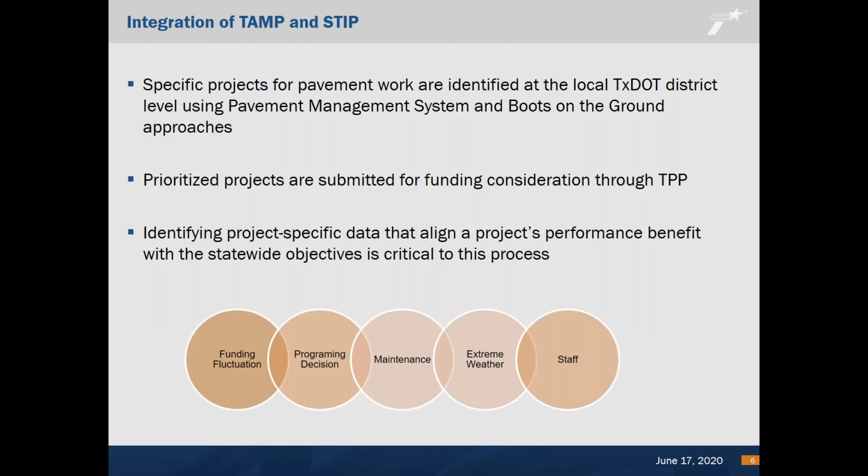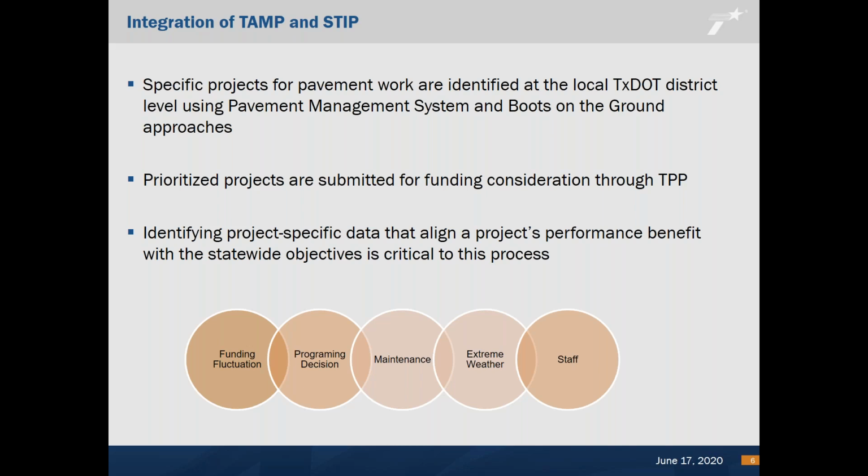So we have an integrated process, but I want to share with you that for TxDOT, we are a decentralized state. We have 25 districts. They are responsible for managing their own network. For pavement-related projects, the district is responsible for selecting their own projects using the pavement management system and other analysis tools, and then a boots-on-the-ground approach, based on the money allocated to their district. For the mobility and connectivity projects, districts work with locals and MPOs to come up with a prioritized project list.